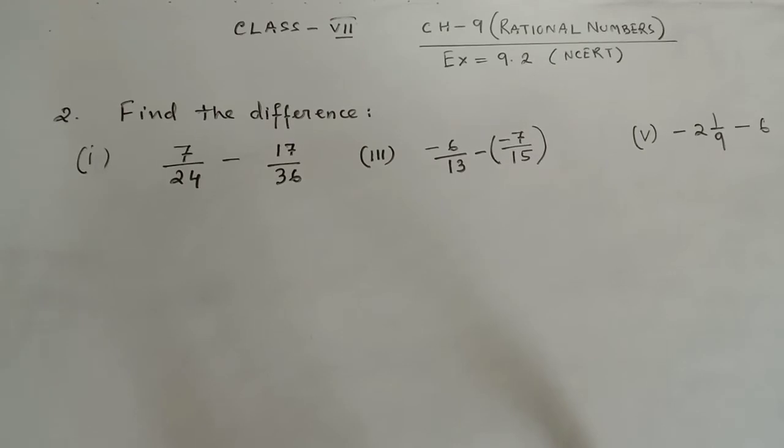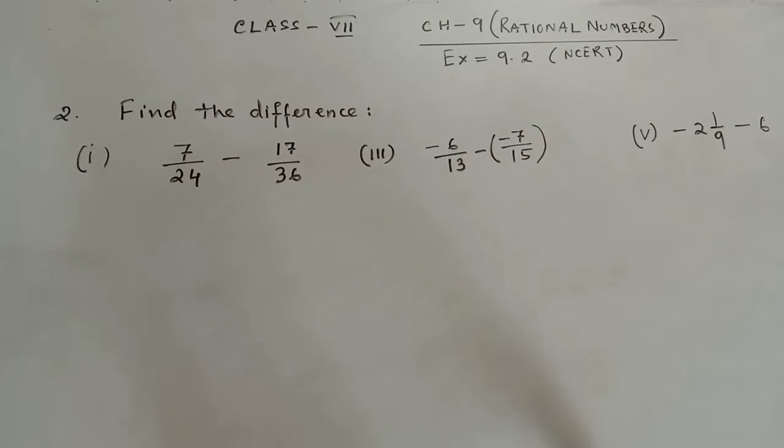Today we will do exercise 9.2, question number 2, 3 and 4. I will try to complete these three sums, if it is possible. Now, in question number 2, we have to find the difference between two rational numbers. The first question is 7 by 24 minus 17 by 36.